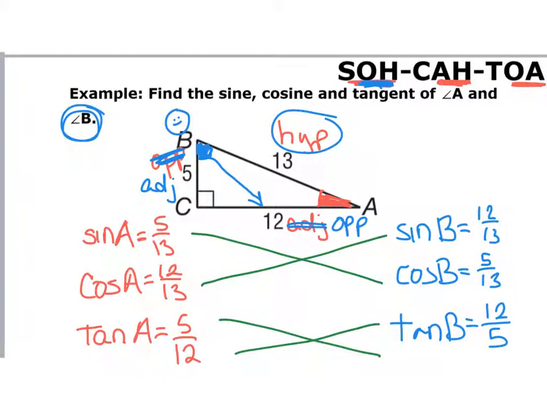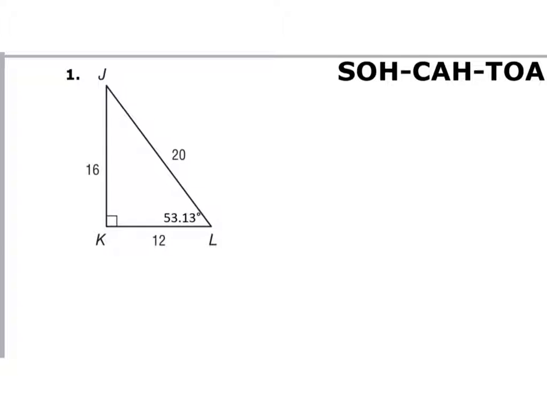Okay. All right, on this last section, we're going to find the sine, cosine, tangent of the indicated angle as a reduced ratio. So the first thing I need to do is figure out what angle is the indicated angle. If you look at this triangle, which one do you think they're talking about as being indicated? The 53.13, angle L. Okay, so this angle here is my indicated angle. This is where I'm standing. So I want to find the sine, the cosine, and the tangent of the 53.13 degree angle.